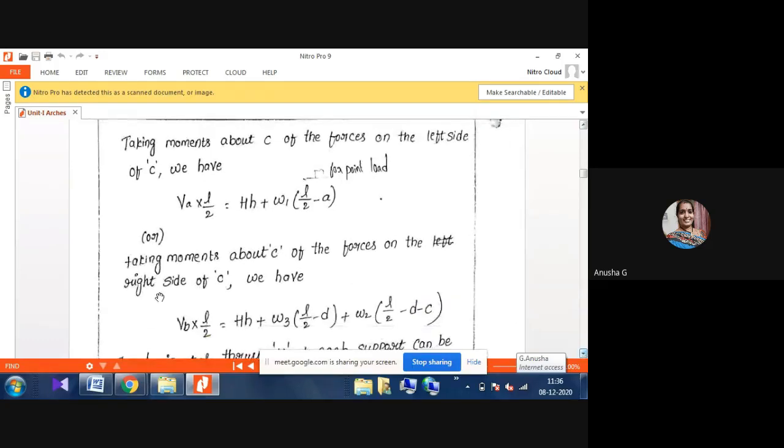Okay. Now taking the moments about C of the forces on the right side. For the left side we are considering, we get VA into L by 2 equals H into W1 into L by 2 minus A. This is equation 1.